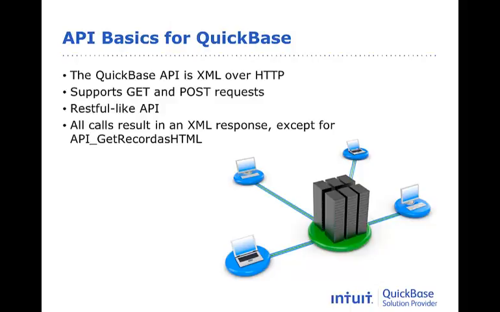First, the QuickBase API is XML over HTTP and supports both GET and POST requests. While the API calls are usually made by external scripts, you can type in the API calls as a GET request in the browser to quickly learn and debug the responses. All calls will result in an XML response, except for API GET record as HTML, which will result in HTML. Here's an example of an XML response from an API add record call.